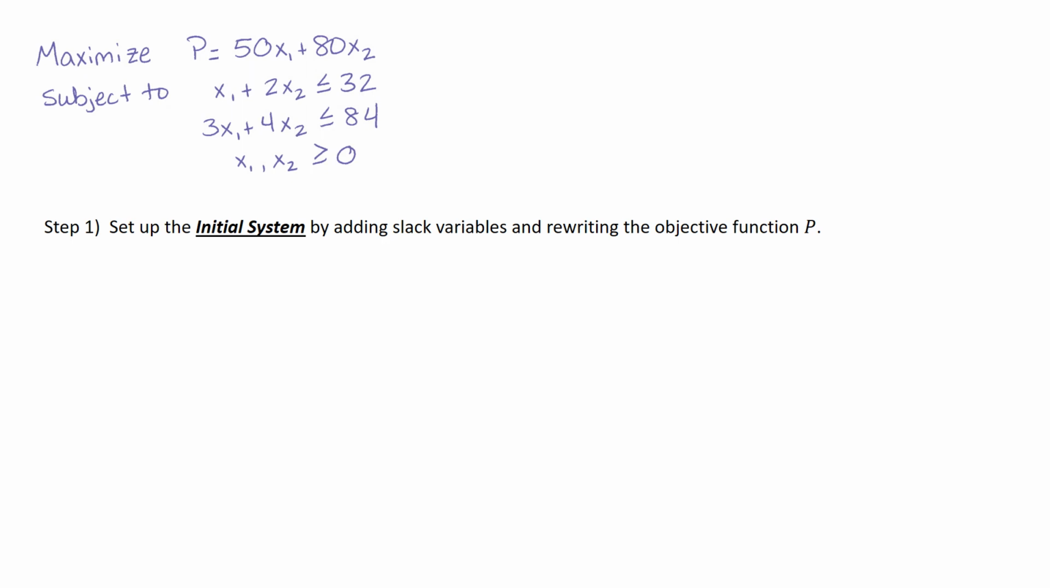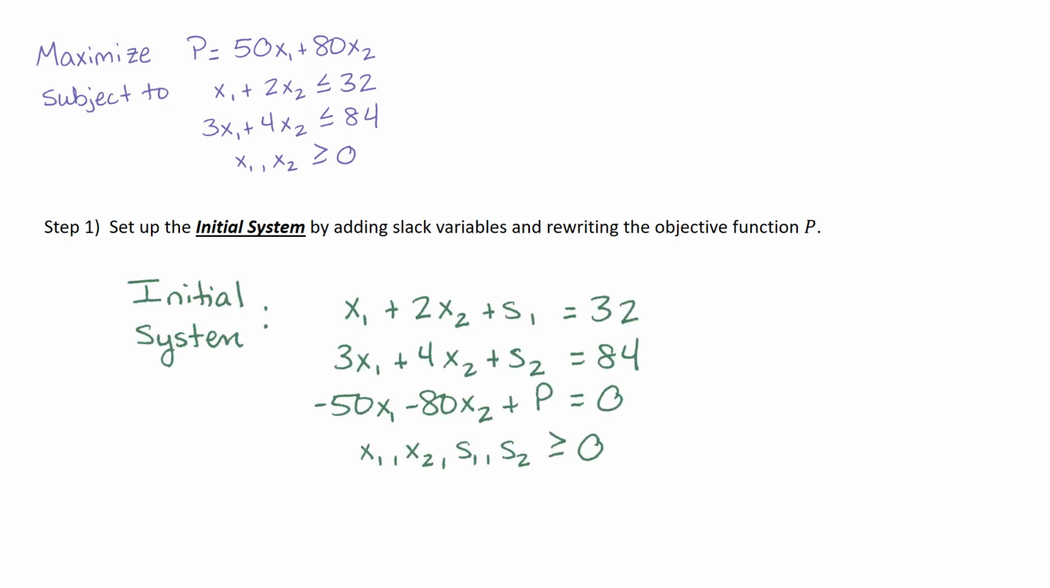Step 1 is to set up the initial system by adding slack variables and rewriting the objective function p. In the simplex method, we're going to put these constraints and objective function into a matrix, and so we need equality. So we add variables that will take up the slack or help us gain equality in the constraints. So our initial system is x1 plus 2x2 plus s1 equals 32. Now s1 can be any number that creates that equality.